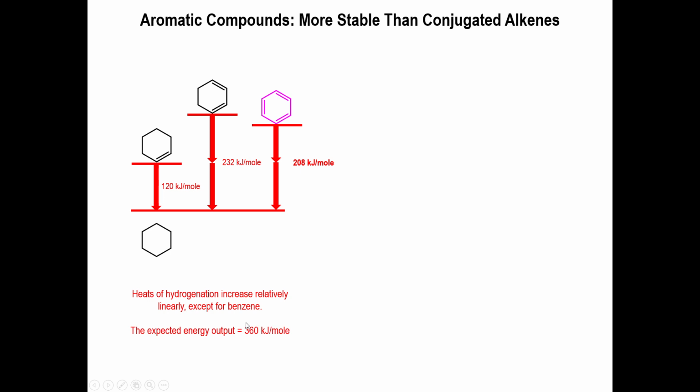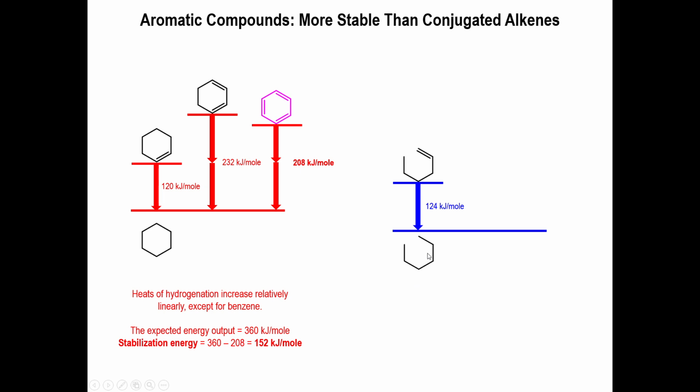All right, we already talked about the 360 kilojoules expected, but we are stabilized by about 152 if you do the subtraction from the actual value compared to the expected value. And then just to take this point further, because benzene does have the three double bonds conjugated in a row, but it is within a cyclic system, you may wonder, what happens if you have the same situation, but you don't do it with a cyclic system? Instead, you do it with a linear chain.